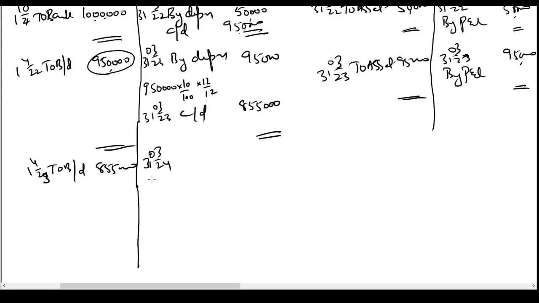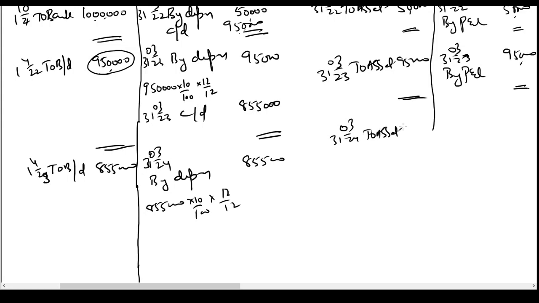March 24, by depreciation 8,55,000 into 10% for the full year into 12 by 12, it would be 85,500 would be the amount of depreciation for the year. 31st March 24, I will write to asset 85,500. So what would be the balance carried down now?